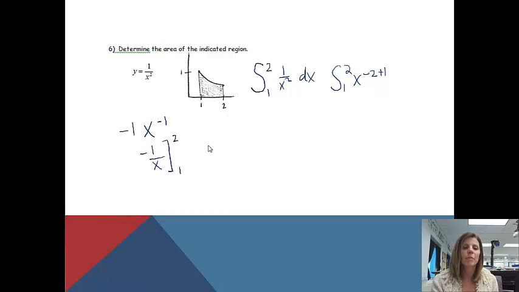So if I plug in 2, I'll get negative 1/2, and then minus, if I plug in 1, I will get negative 1. Those turn to plus. Negative 1/2 plus 1 is a positive 1/2. And notice that does definitely make sense. I got a positive answer, and my whole entire area is above the x-axis. So hopefully now you can still use the fundamental theorem of calculus to evaluate a definite integral.